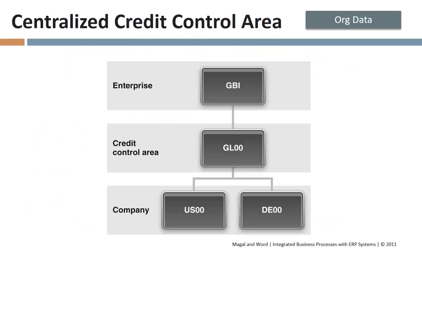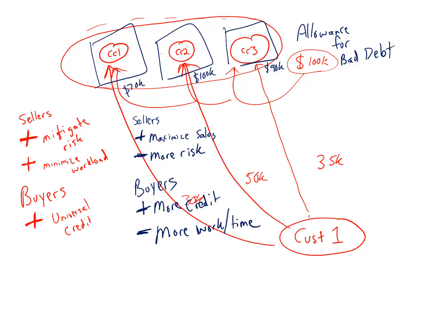And here's an ironic thing. Let's assume that you were in charge of setting credit limits for company code one. And let's assume that last year, we as a company sold $100 million worth of stuff. And at the end of the year, our allowance for bad debts, meaning the customers that defaulted, was $0. What does that tell you?